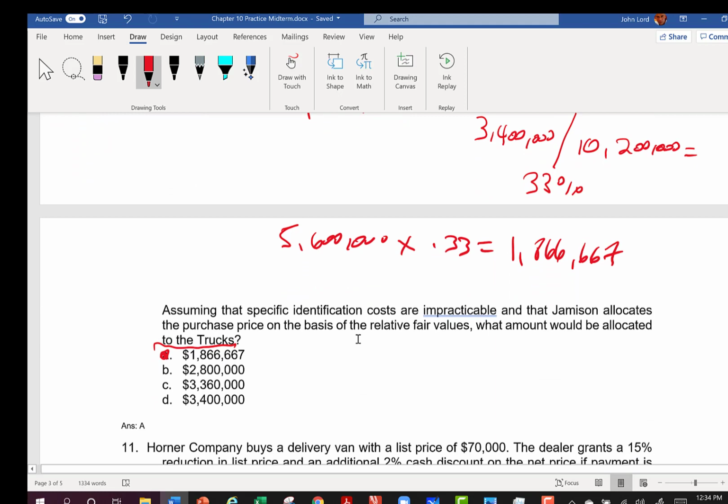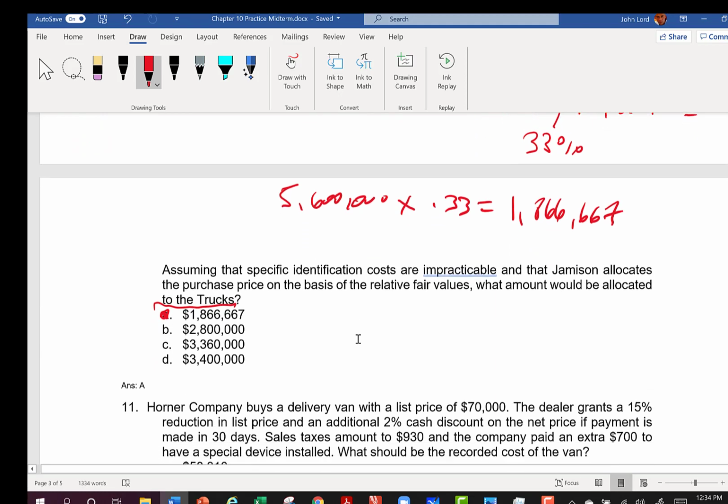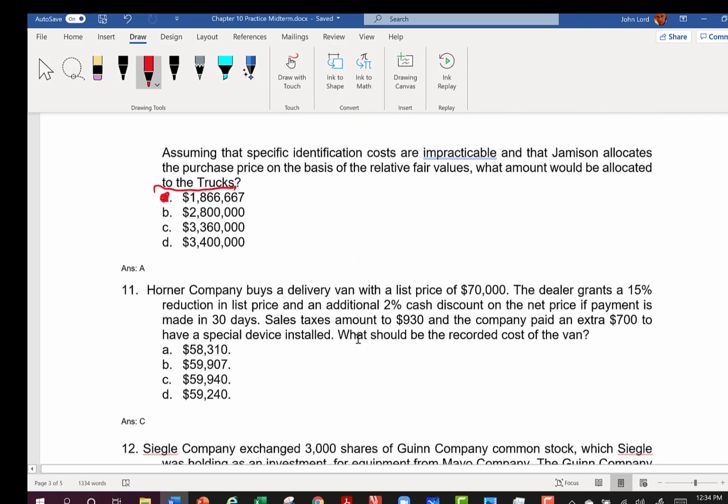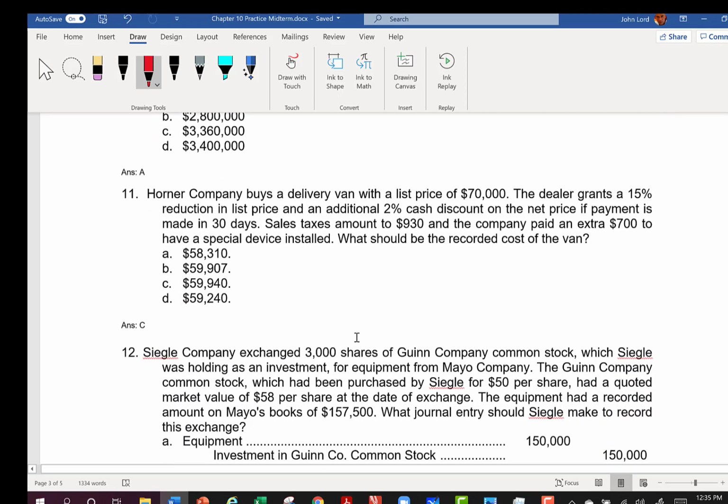Okay, good. Let's take a look at number 11. Down here, this Horner Company. Horner Company buys a delivery van with a list price of $70,000. The dealer grants a 15% reduction in list price and an additional 2% cash discount on the net price if the payment is made in 30 days, so we'll get 2% if the payment is made in 30 days. Sales taxes amount to $930. The company pays an extra $700 for a special device installed. What should be the recorded cost of the van?